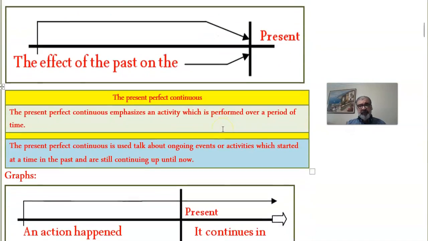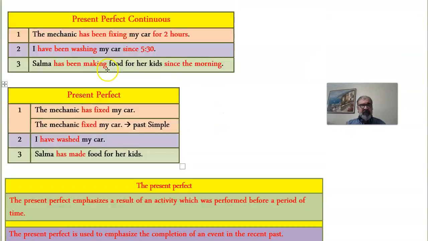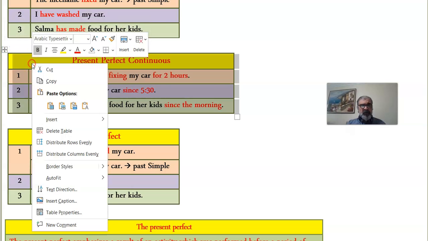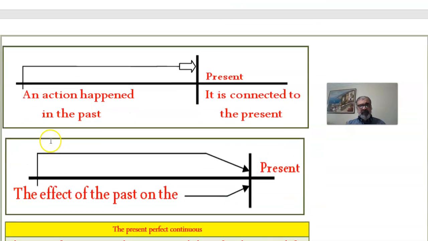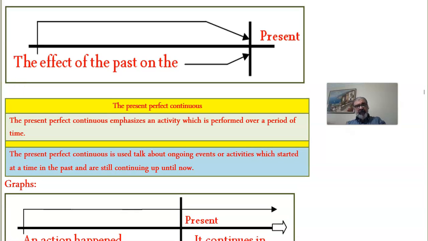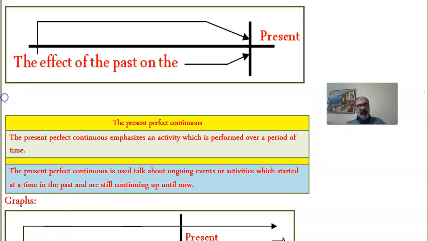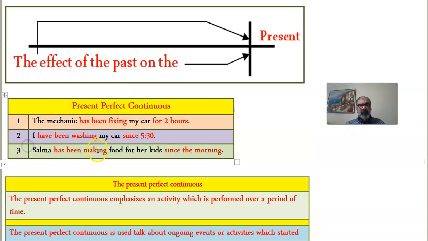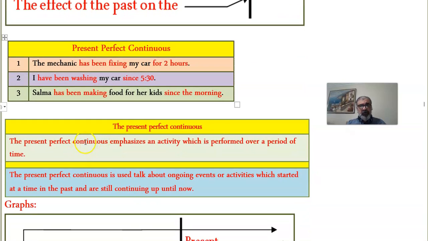Let's go down to the present perfect continuous, and let me take down the examples again, and this is very important right now to distinguish between the two tenses. Let me show you. The present perfect continuous emphasizes an activity which is performed over a period of time, for 2 hours, since 5:30, since the morning. Okay, so it's used to talk about ongoing events.